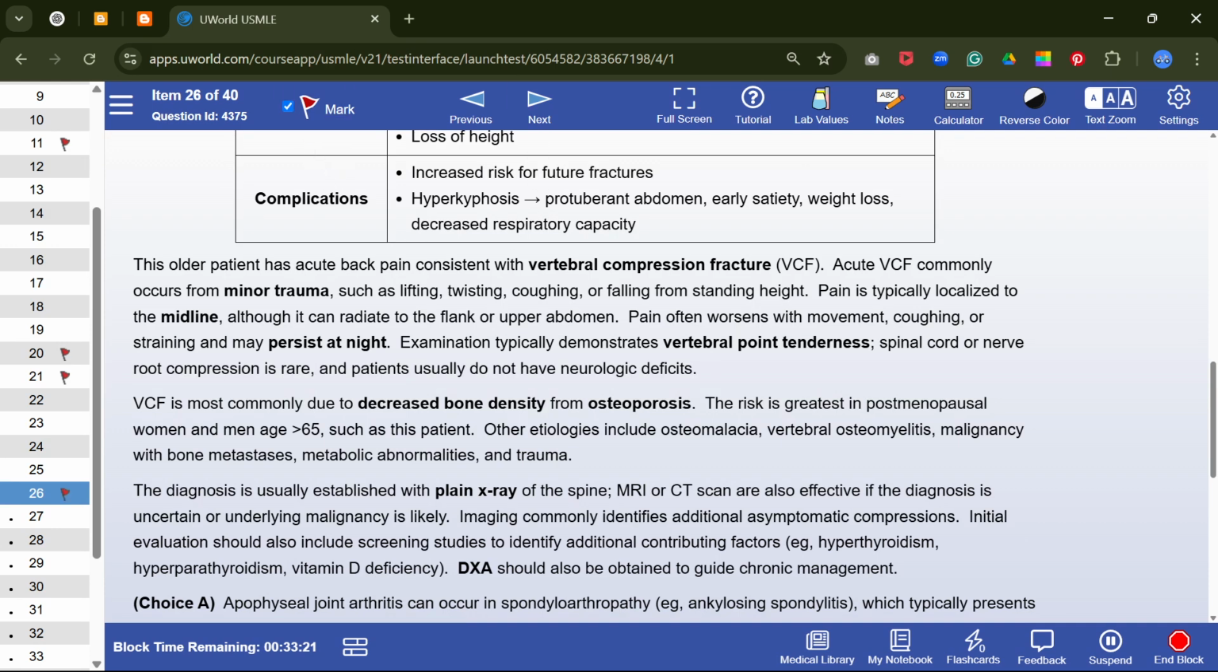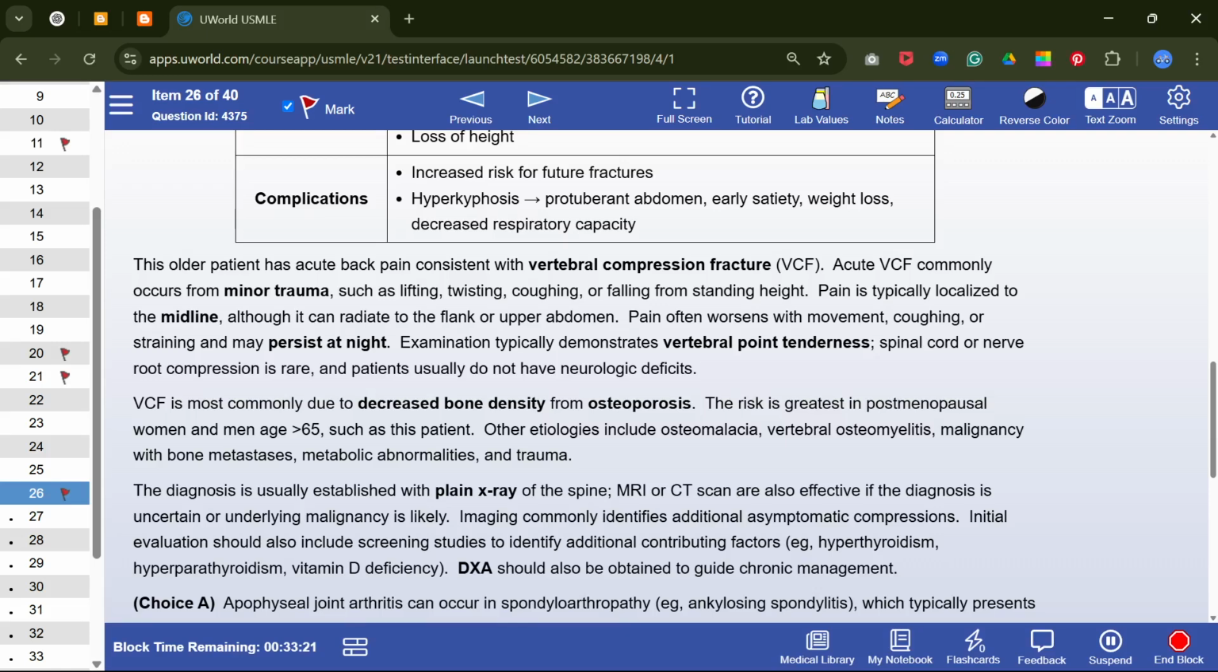This older patient has acute back pain consistent with vertebral compression fracture. Acute vertebral compression fracture commonly occurs from a minor trauma such as lifting, twisting, coughing, or falling from a standing height. Pain is usually located in the midline, although it can radiate to the flank or upper abdomen. Pain often worsens with movement, coughing, or straining and may persist at night. Examination typically demonstrates vertebral point tenderness. Spinal cord or nerve root compression is rare. Patients usually do not have neurologic deficits.